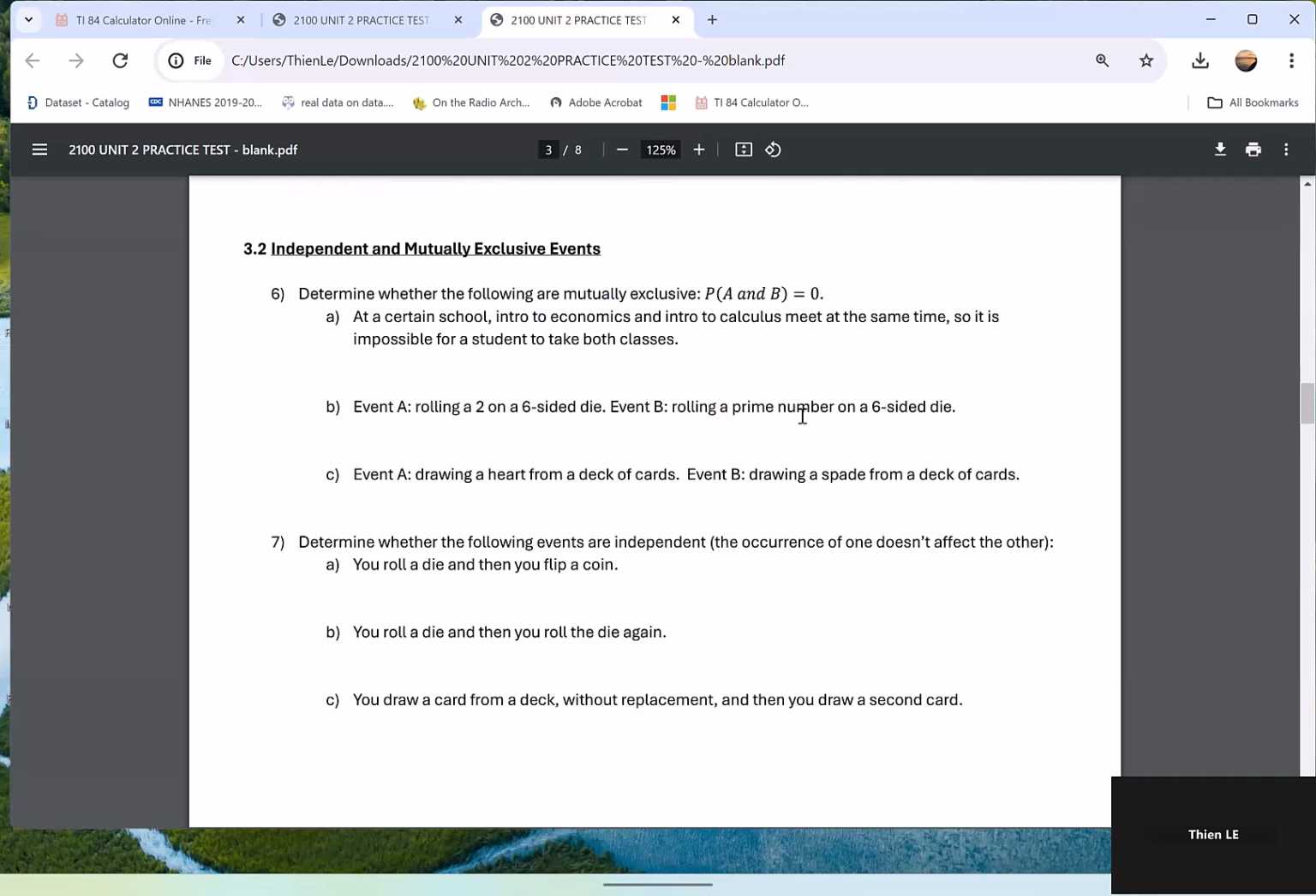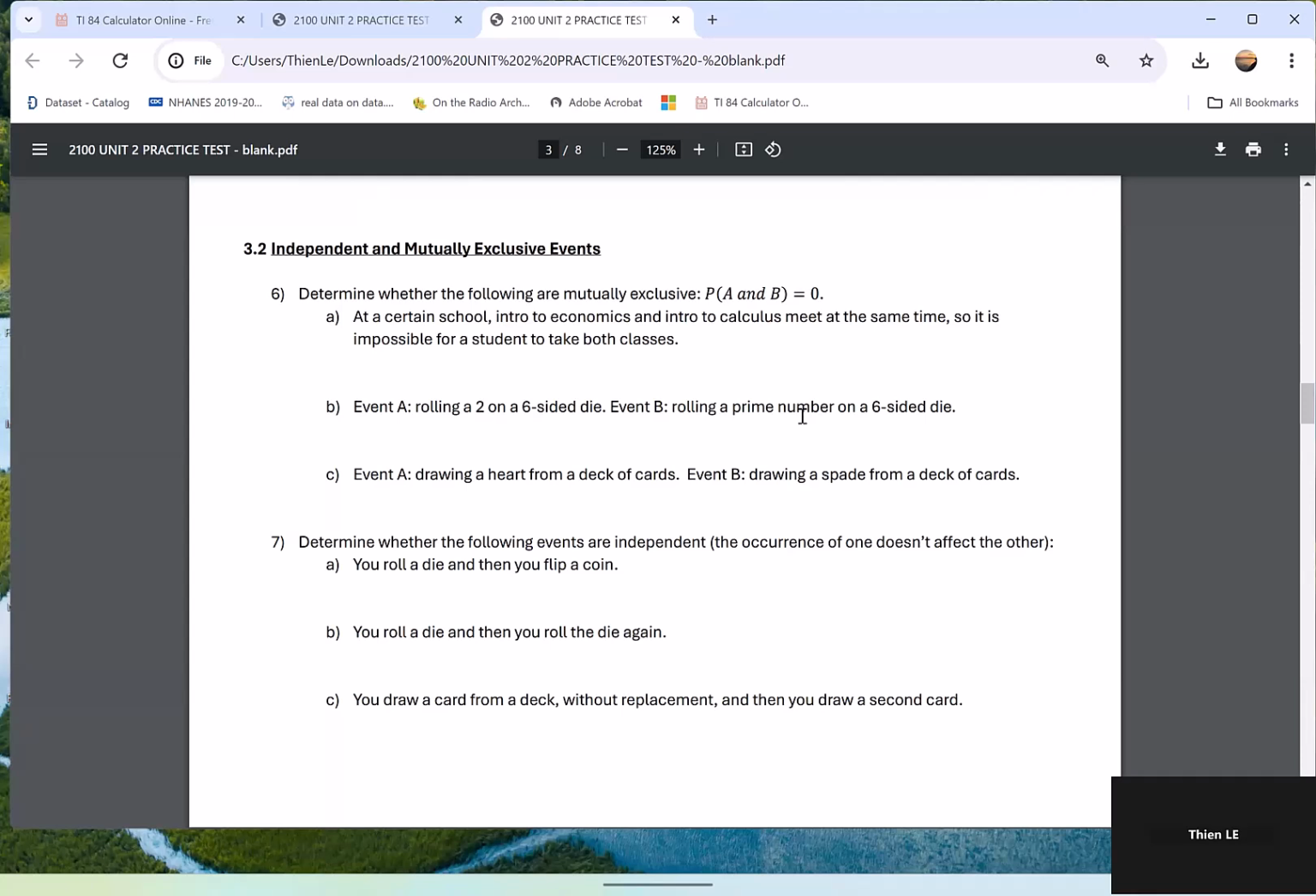At a certain school, intro to economics and intro to calculus meet at the same time. So it's impossible for students to take both classes. In this case, again, it is not so clear to me, okay? It can be rephrased in a better way. Basically, let A be the event that the student takes intro economics, and B be the event that the student takes intro calculus, right?